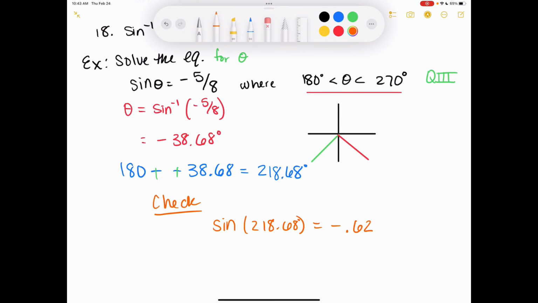I want you to figure out what this fraction is equal to as a decimal. Divide the top by the bottom. It's 0.625. As long as they're close, like 0.01 off because of rounding to two decimal places, then it's correct. How'd you get that number? You divide the negative 5 by 8.